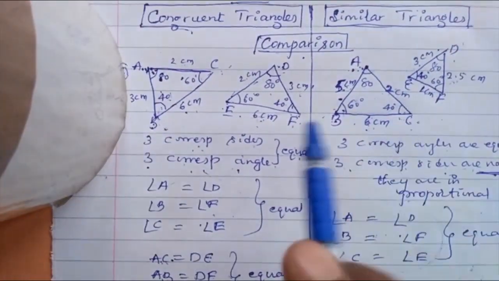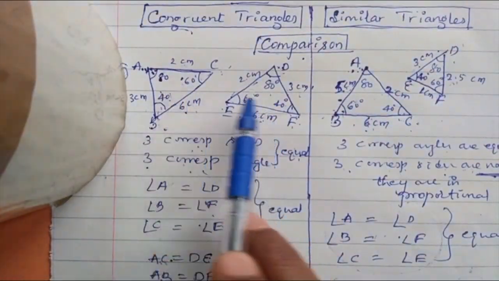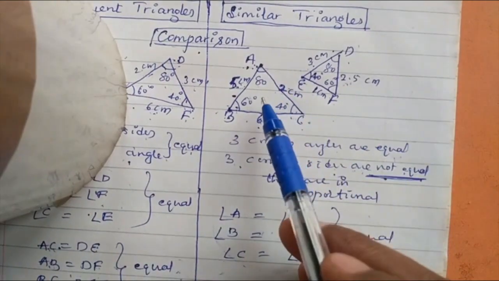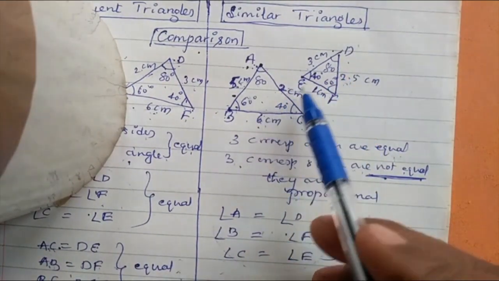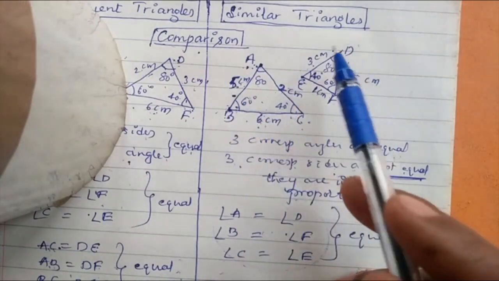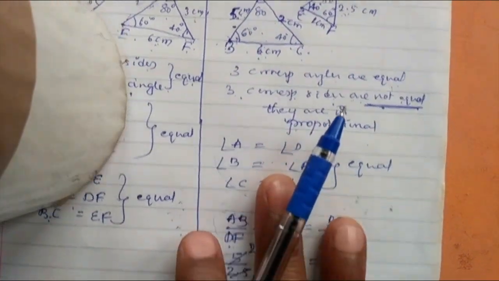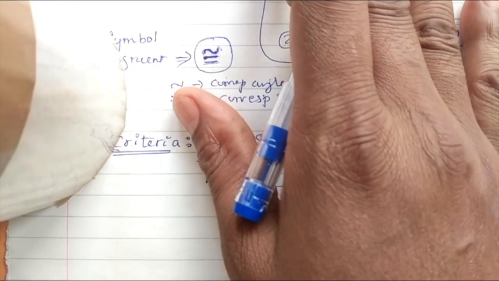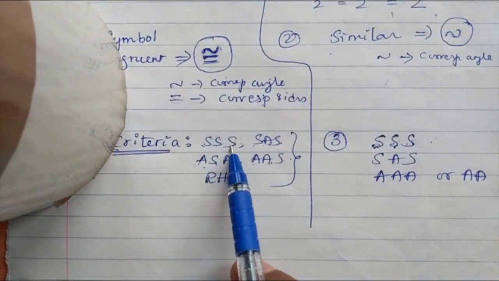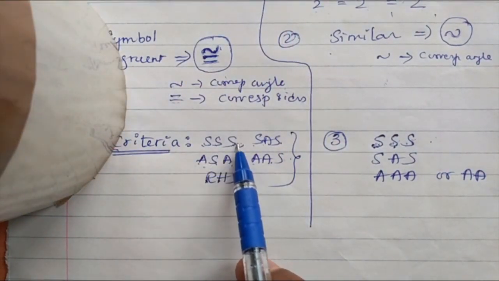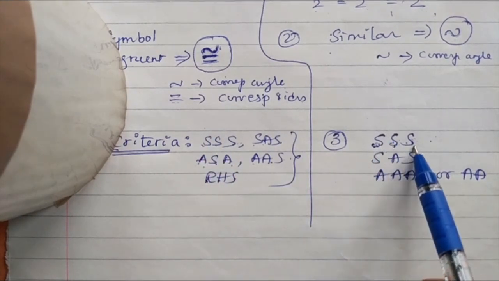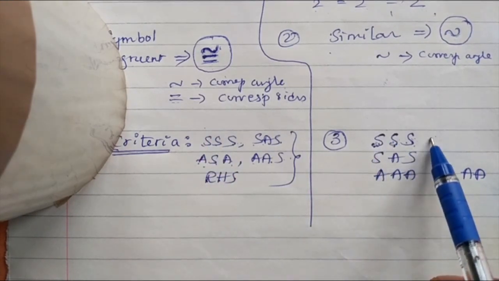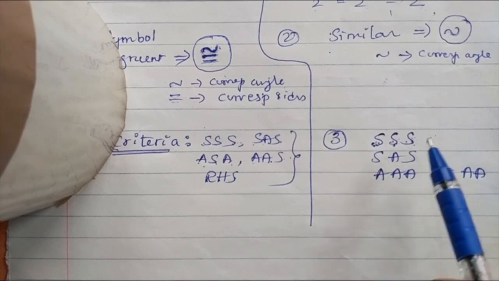But in congruent triangles, both the triangles are the same size. But in similarity of triangles, we take one big triangle and one small triangle. They are equal in angles, but sidewise they are different; they are in proportion. Therefore, SSS says that if 3 corresponding sides are equal, the triangles are congruent. Here, if 3 corresponding sides are in proportion, the triangles are similar.